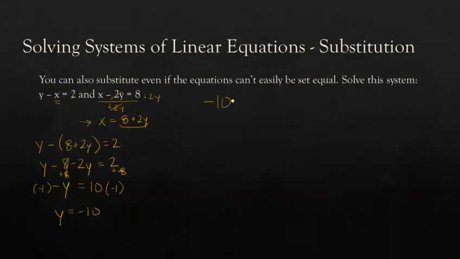So if y is negative 10, and then I have minus x equals 2, I'm going to add the 10 to this side. I'm going to say that negative x is equal to 12. And if negative x is equal to 12, then positive x is equal to negative 12. My solution is then the point negative 12, negative 10.